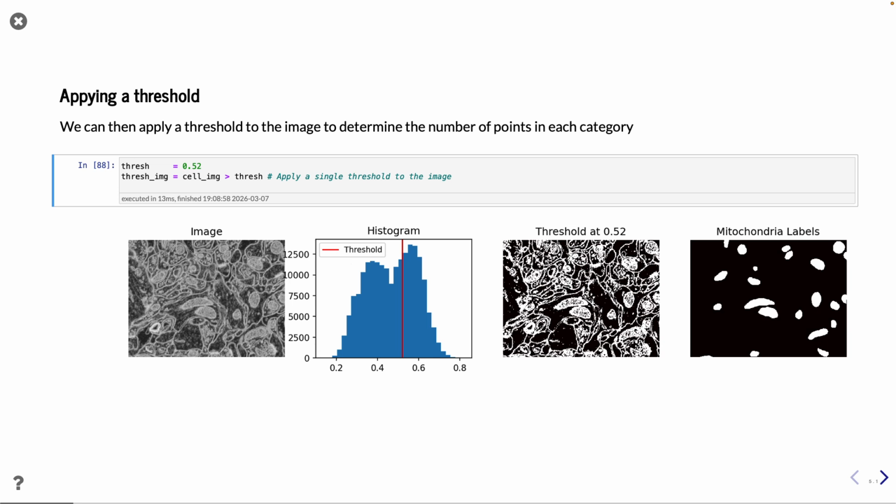But when we put this threshold, you can see that there is a lot more than the mitochondria that was segmented. And in the mitochondria, there are also gaps. So it doesn't really look like what we would expect in this one. So how can we quantify this?